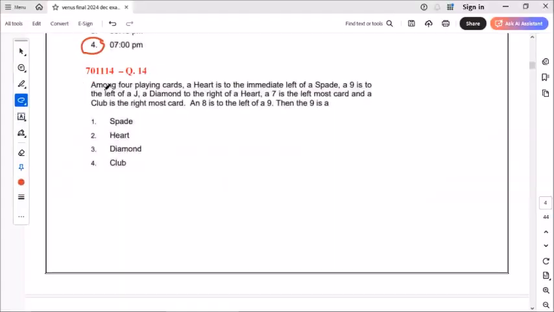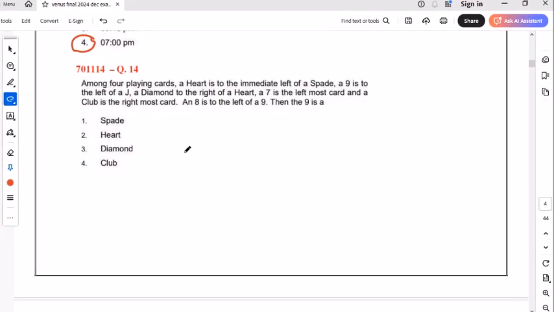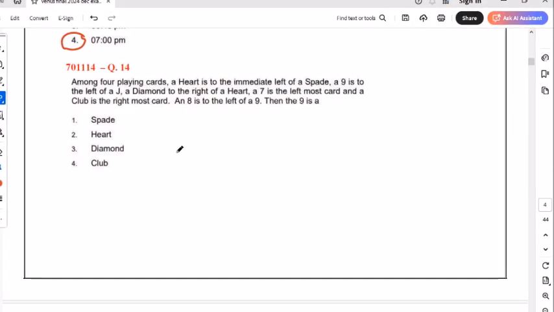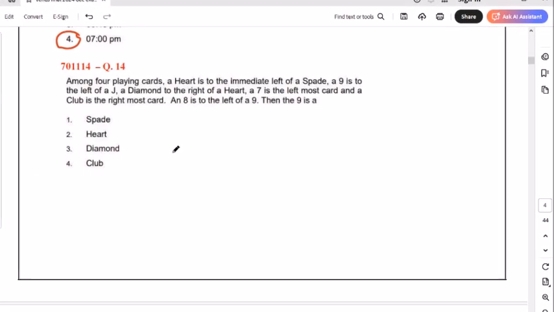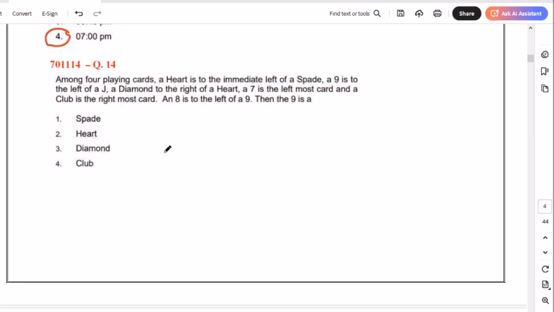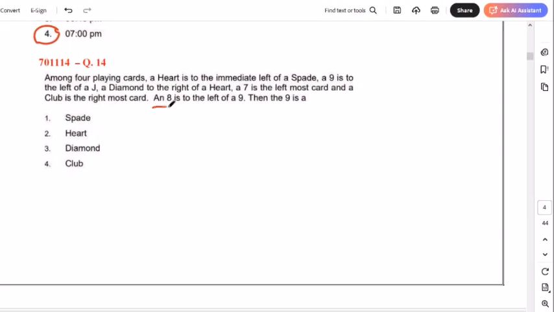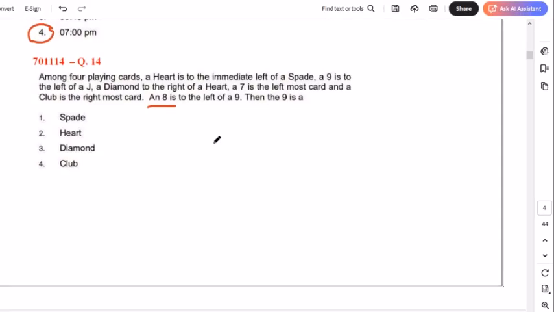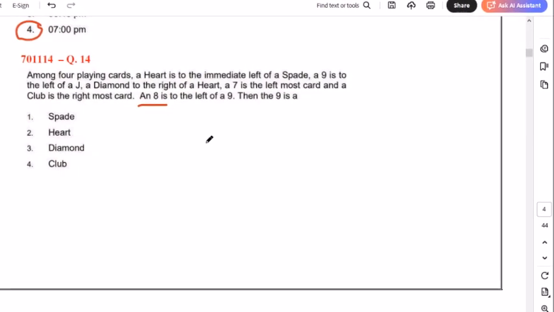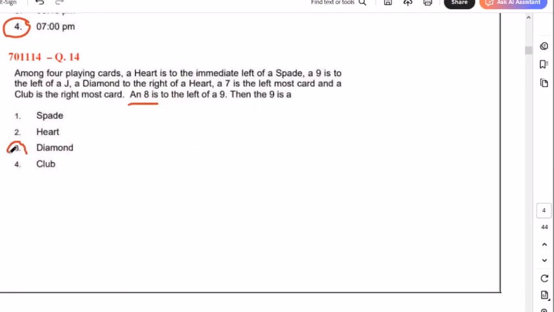Next, question number 14. Among 4 playing cards, a heart is to be immediate left of a spade, a 9 is to the left of a J, a diamond to the right of a heart, a 7 is the leftmost card and a club is the rightmost card, and 8 digit is to the left of a 9. Then the 9 is, yes, it is going to be diamond. The correct option is 3.